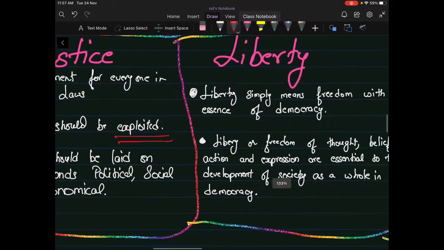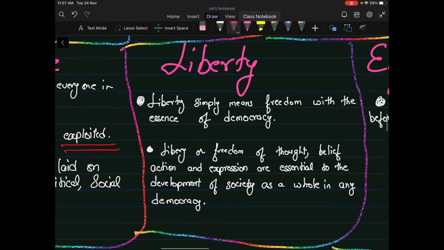Let us move on to another principle, that is liberty. Liberty simply means freedom, and freedom is the basic essence of democracy. So if someone asks you what you mean by democracy, liberty should always come into your mind. Liberty means freedom, and it is the essence of democracy.